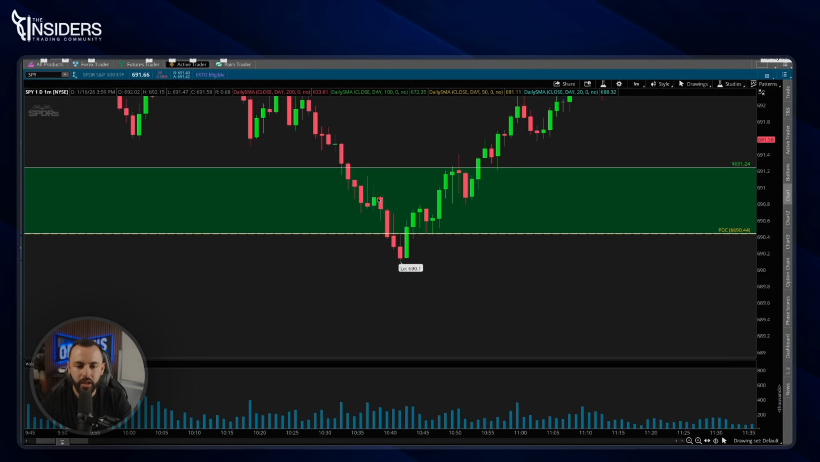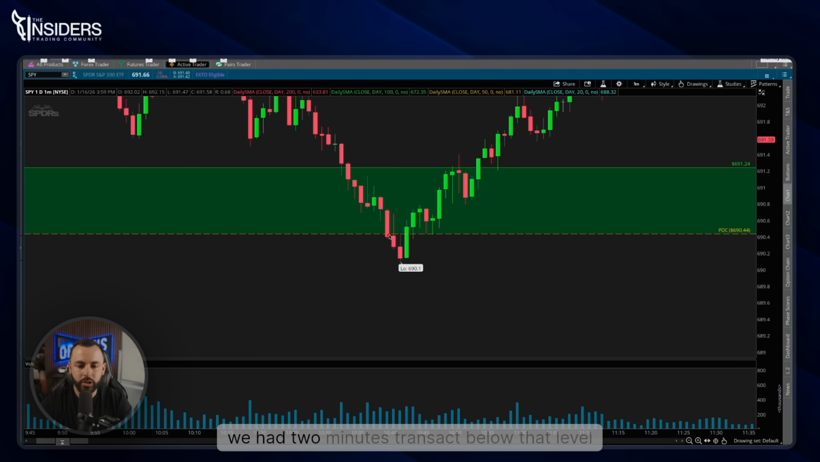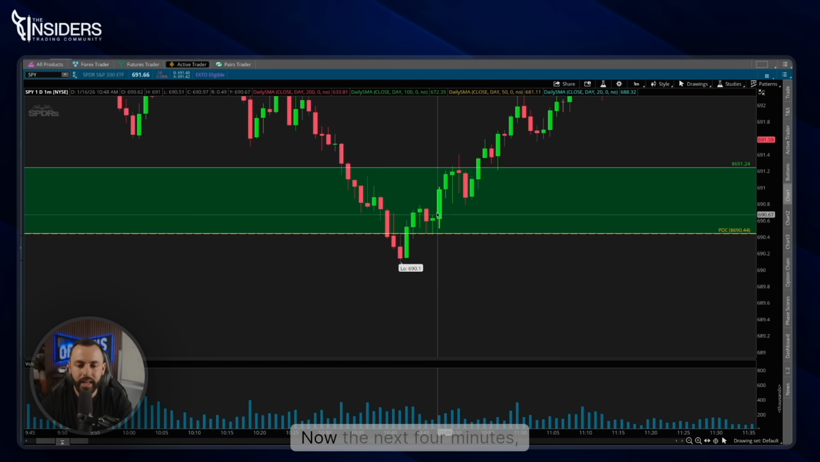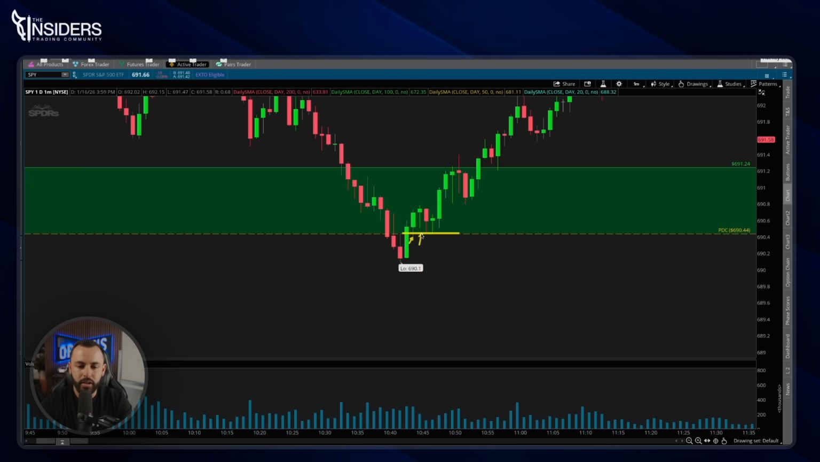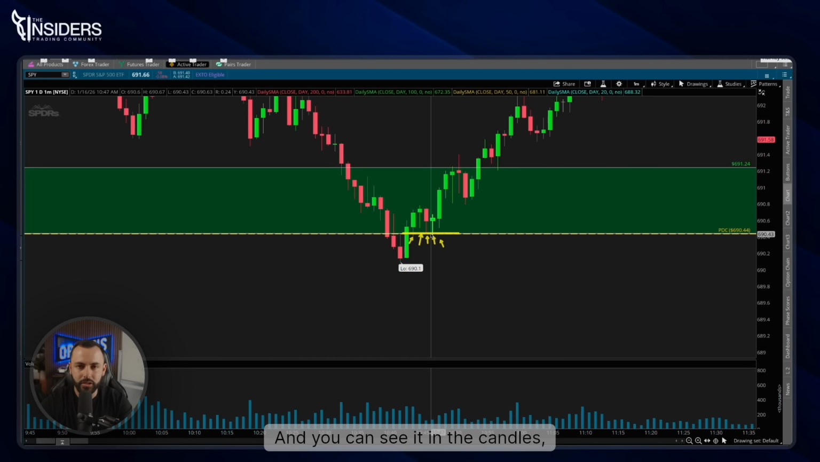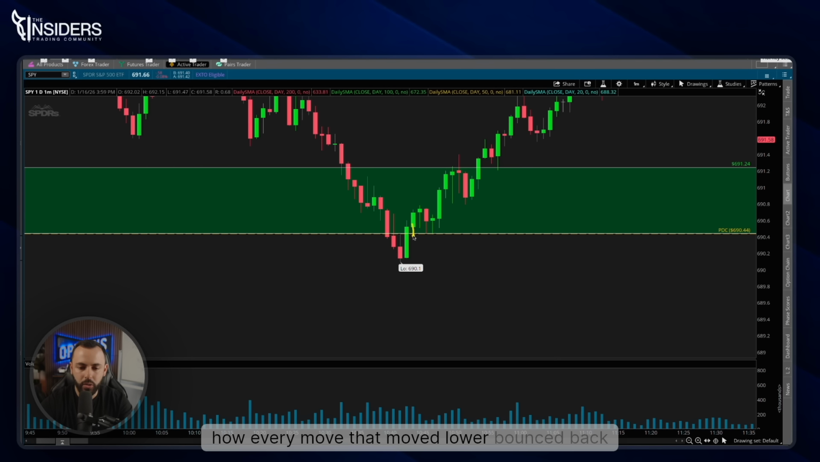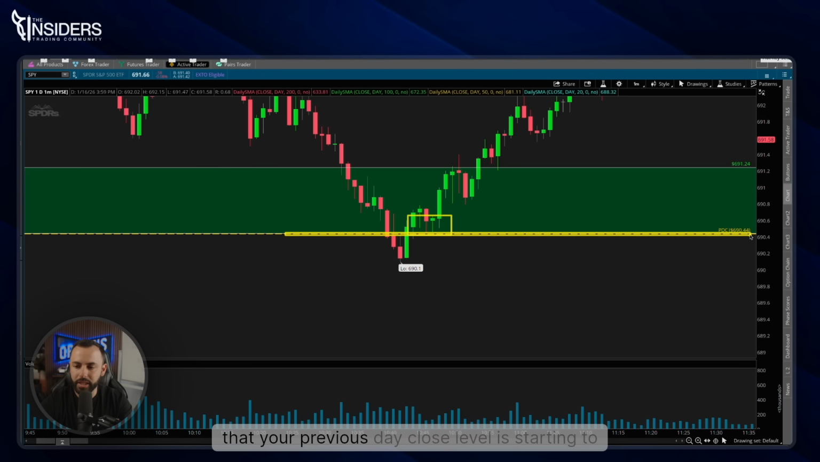See, on Friday, we dropped below that level. We had 2 minutes trade below that level before the third candle instantly popped back above it. Now, for the next 4 minutes, we can see that the S&P 500 continuously defended this level, and you can see it in the candles, how every move lower bounced back higher. All the bottoming wicks on these candles show you that your previous day close level is starting to hold on.